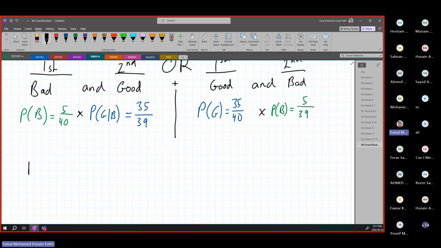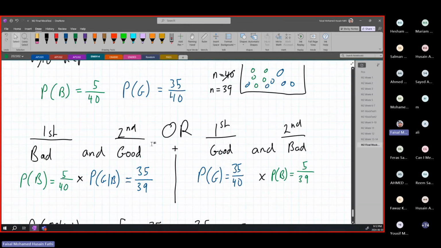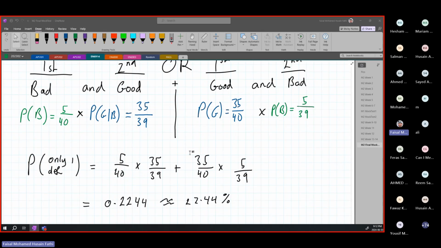So now we can find the probability of only defective, or only one defective, I should say. It's going to be equal to 5 over 40 times 35 over 39 plus 35 over 40 times 5 over 39, meaning 5 times 35 divided by 40 times 39 plus 35 times 5 divided by 40 times 39, which is the same answer. So it's going to give us 0.2244, or you can say that this is a 22.44% chance. And this is how you would solve this without replacement. All right. Is this clear?